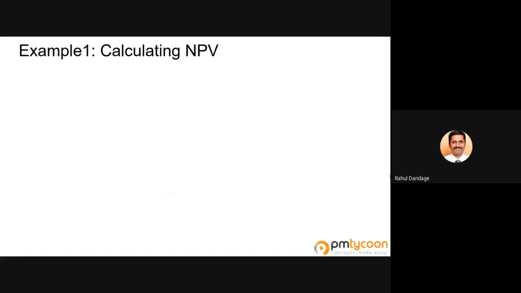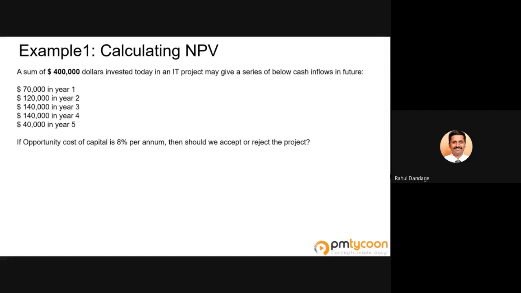So let's do the math now for net present value. A sum of $400,000 is invested today in an IT project. It may give a series of cash inflows as described on the screen, which is $70,000 for year 1, $120,000 for year 2, $140,000 for year 3, $140,000 for year 4, and $40,000 for year 5. And if the opportunity cost is 8%, should we accept the project or not? This is what we're going to find out.